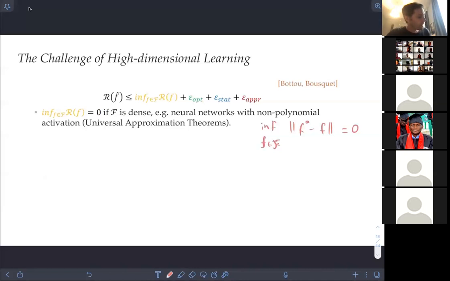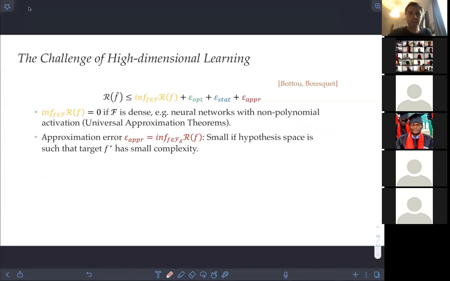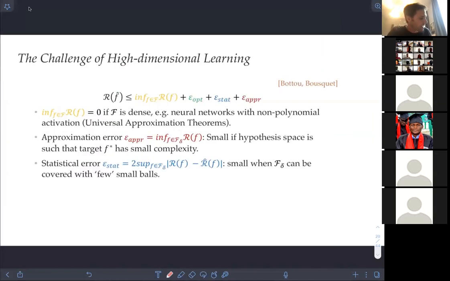Okay. Just as a wrap up, the thing that we need if we want to be able to learn in high dimensions is that we need to be good at these three errors at the same time. We need to have a small approximation error, and we need to exploit as much as we can the prior information we have on the target function. We need to consider hypothesis spaces where we can control these fluctuations uniformly.